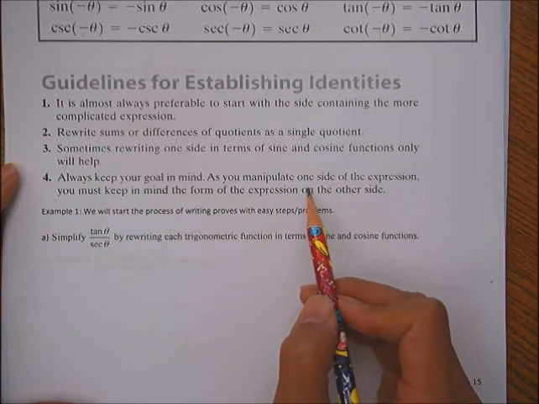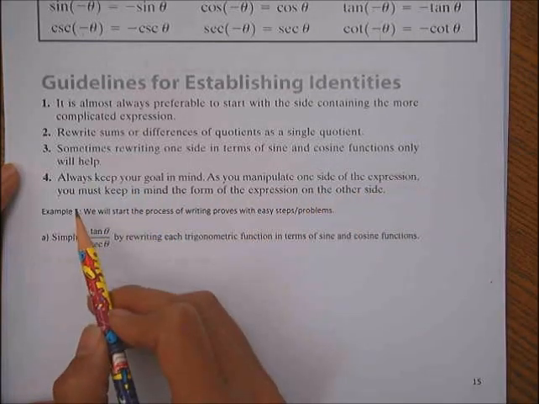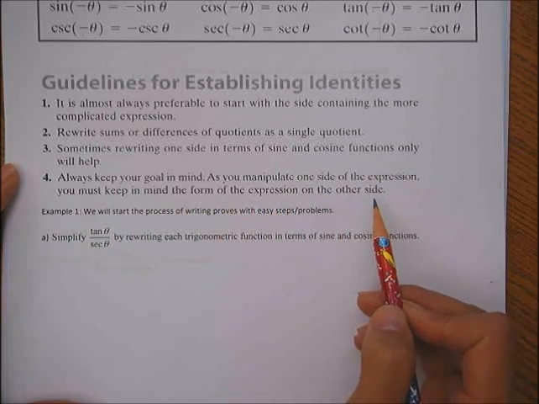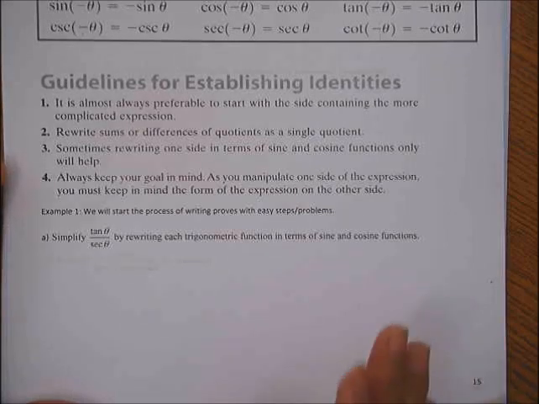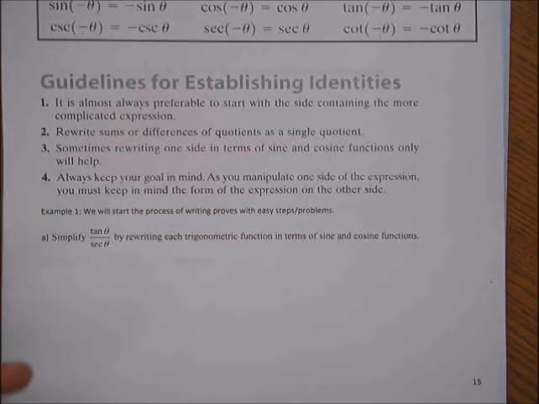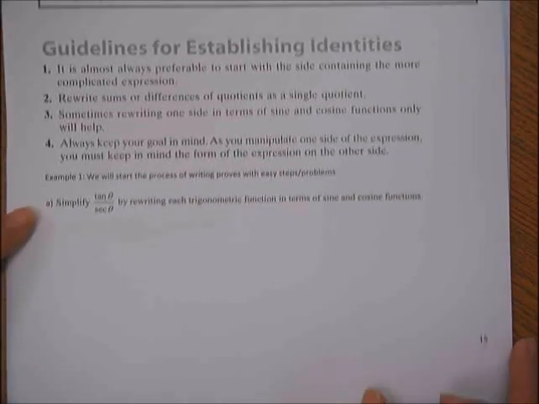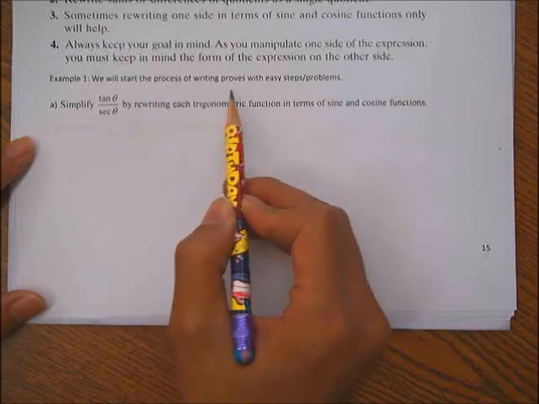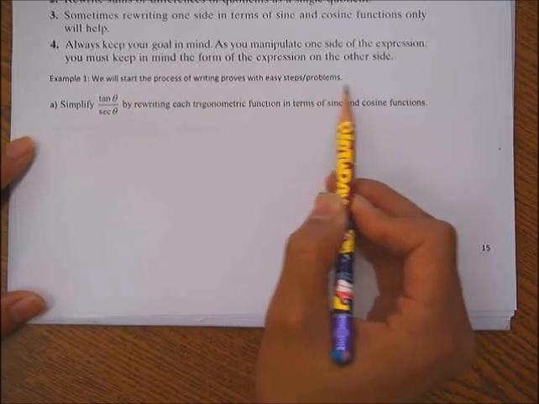As you manipulate one side of the expression, you must keep in mind the form of the expression on the other side. Okay, so we're going to start with something that, what do we call it? Example 1 is just kind of a rule of thumb, the things you should try if you're stuck. Okay, so example 1. We will start the process of writing proofs with easy problems first.